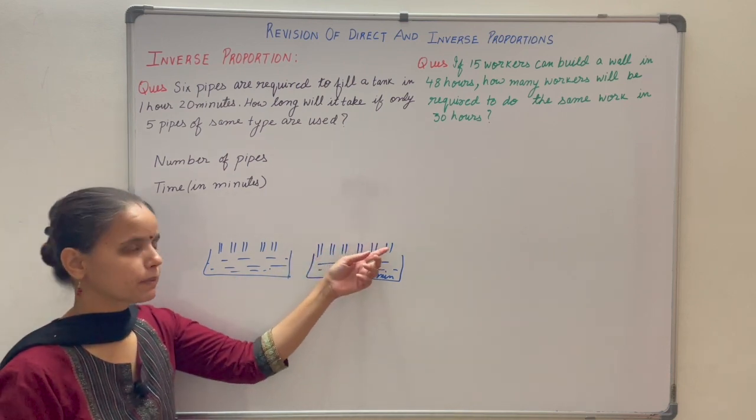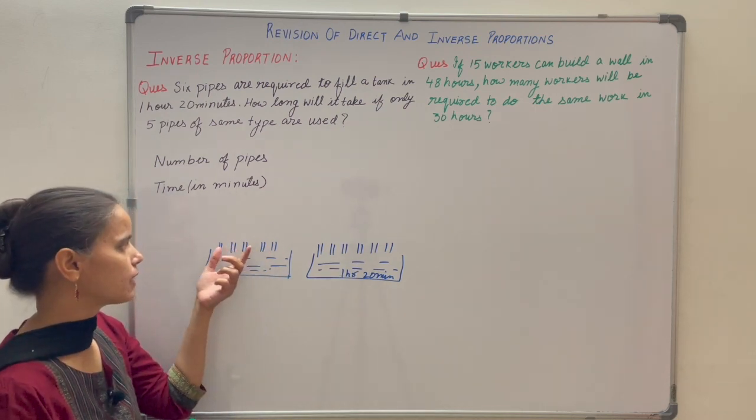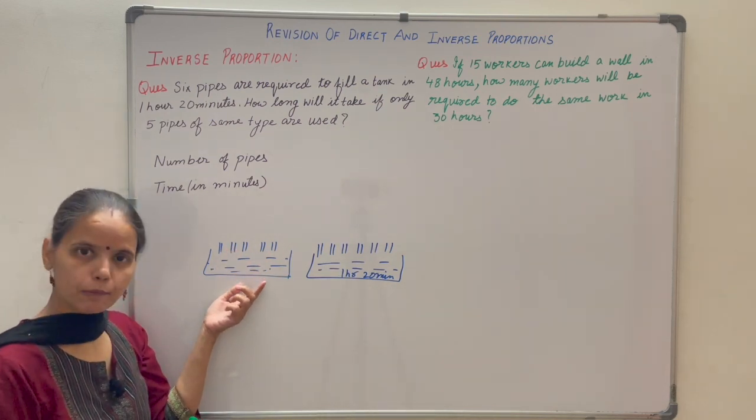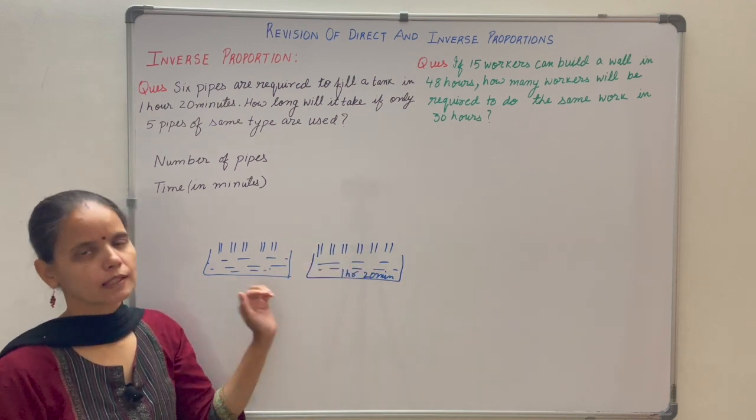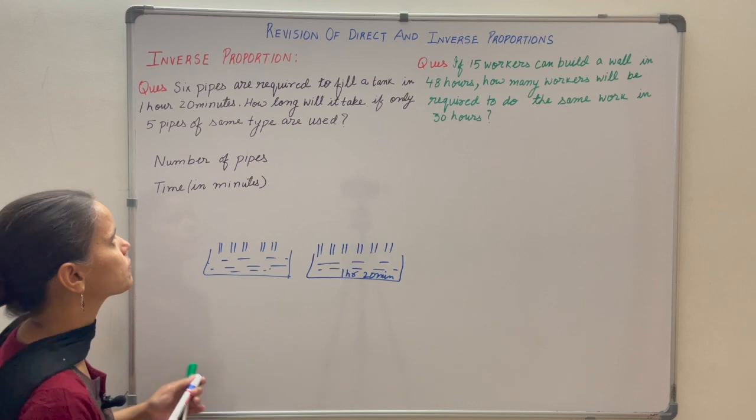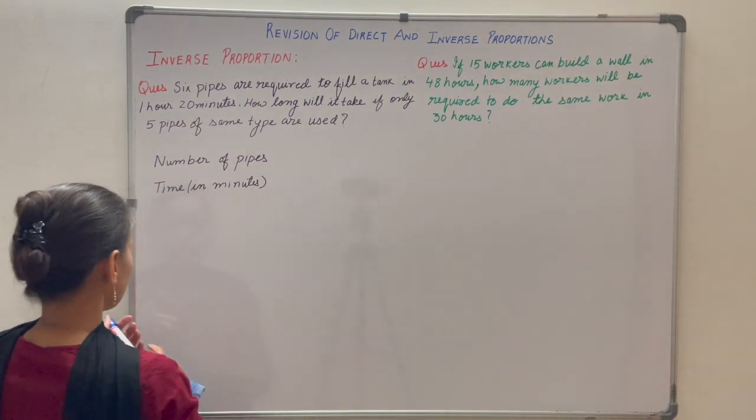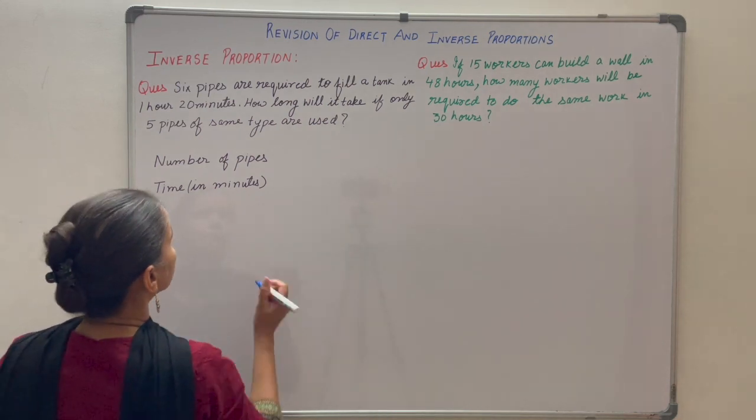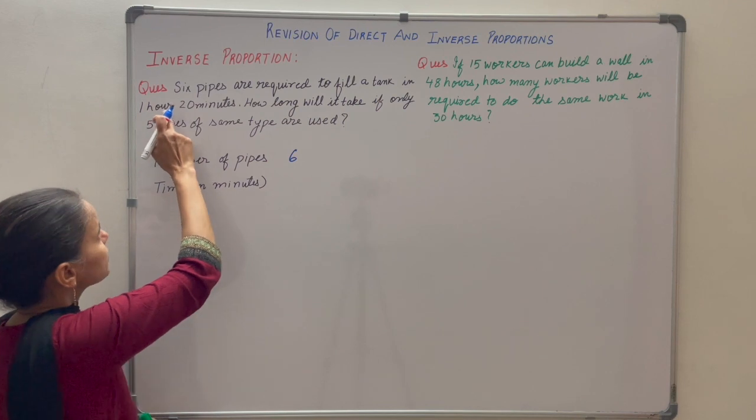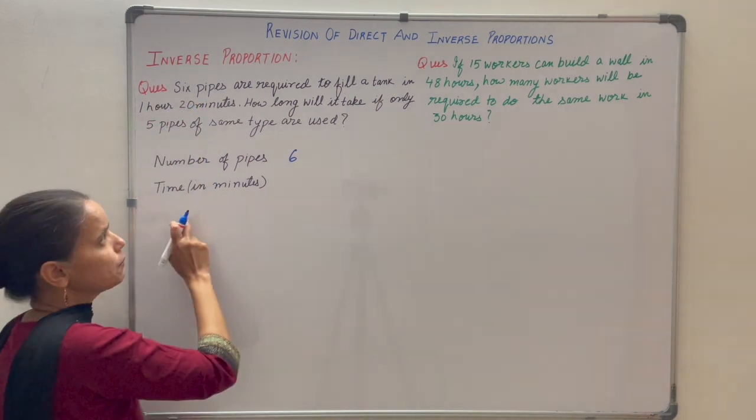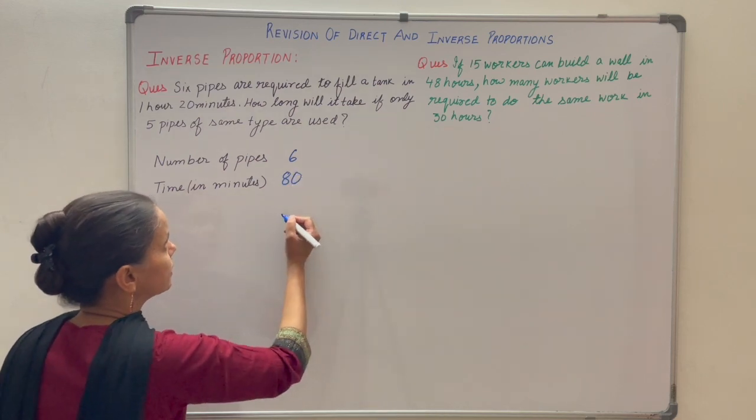When the number of pipes is more, it will take less time to fill the tank. If the number of pipes is less, it will take more time to fill the tank. So the number of pipes and the time taken to fill the water in the tank are in inverse proportion. So in this question, when we are using 6 pipes, it takes 1 hour 20 minutes. 1 hour is 60 minutes and this is 20 minutes. So the time taken in minutes is 80 minutes. 60 plus 20 is 80.